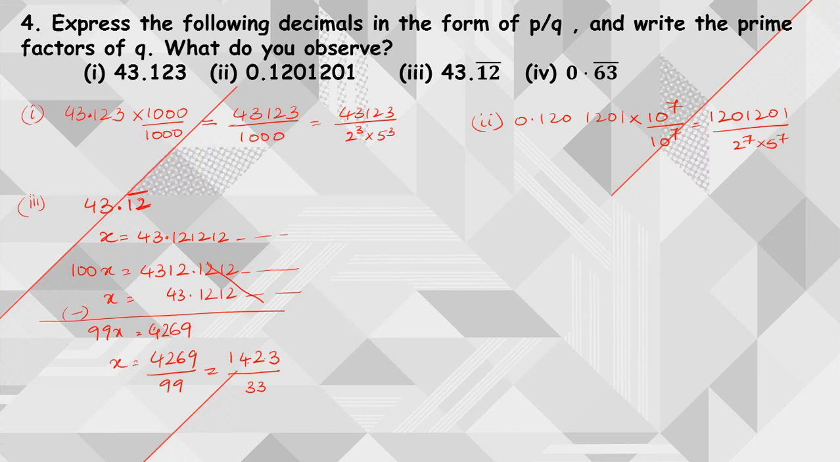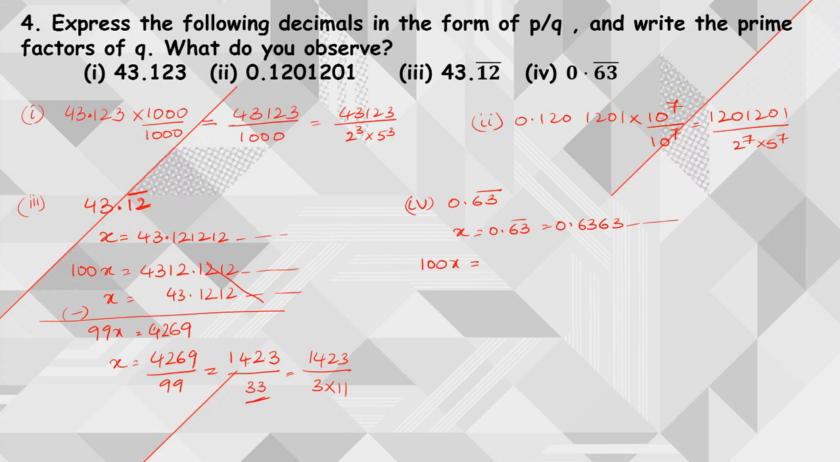So if you observe the denominator, we are having 33 in the denominator, which I can write as 1423 divided by 3 into 11. Next, moving on to the fourth one, 0.63 bar. Now if I consider this 0.63 bar as x, then I can write it as 0.6363 and so on. Since the periodicity is 2, we are going to multiply with 100.